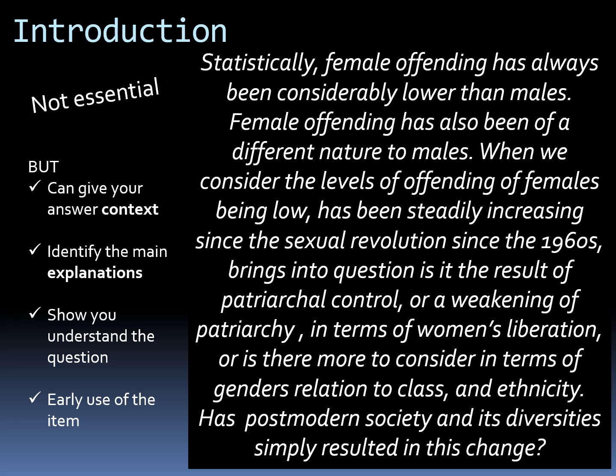So they identify in context that female offending is lower than males, and she starts to bring in some of the ideas that she is going to explore in her answer. So offending has been low, but it's increasing since the sexual revolution, and it questions, is it because of patriarchal control or a weakening of patriarchy and women's liberation? So you should already be thinking, oh, she's going to be talking about Heidensohn and Adler's theories. And is there more to consider in terms of class and ethnicity, indicating that she is going to explore those a little bit more in detail to get some analysis marks?